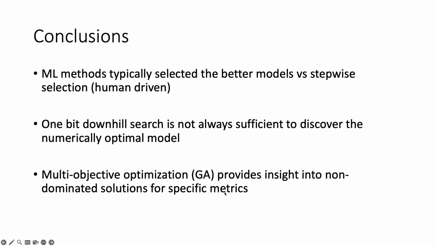So to conclude, these machine learning methods typically selected the better models versus stepwise selection, but not always. The one-bit downhill search is not always sufficient to discover the numerically optimal model. And maybe this MOGA approach, this multi-objective GA approach, provides insight into non-dominated solutions for specific metrics and trade-offs.